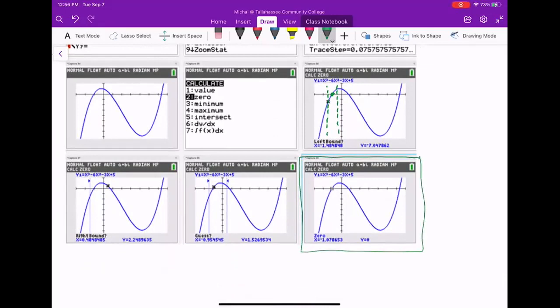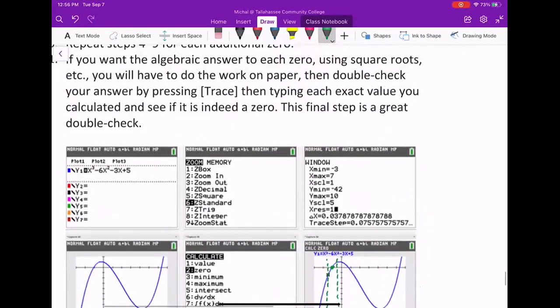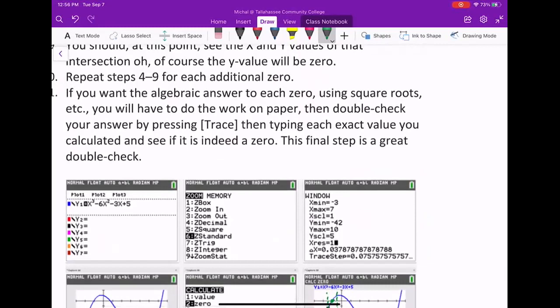And it tells you that when y is equal to 0, this x value here is 1.08 or 1.078653. You're going to have to repeat this process to find the other zeros, but you can do that as many times as you need. And you can also just do a visual inspection if you've done the calculations by hand. You can do a visual inspection to make sure you got the correct zeros there.